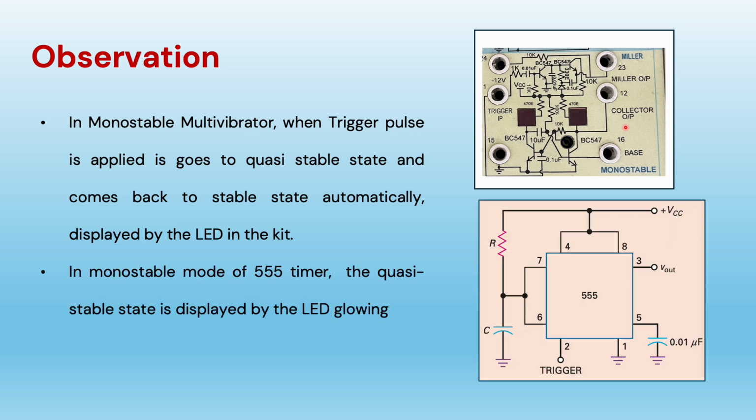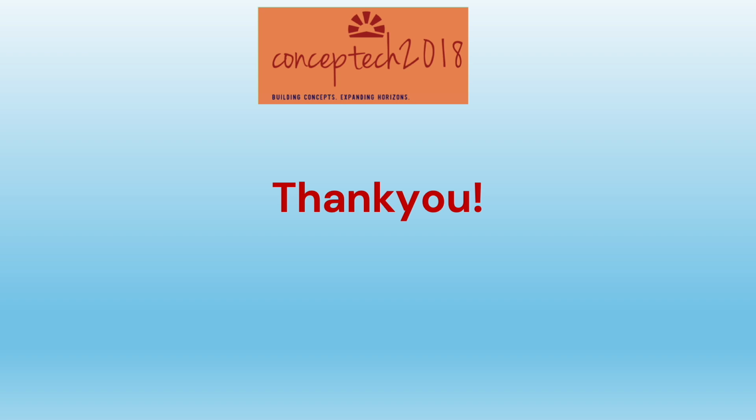The same experiment was done on 555 timer. Here the 555 timer circuit is a monostable mode circuit. The input is applied on pin number 2 and an LED is connected at pin number 3. So whenever a pulse is given at pin number 2, the LED glows for some time and it switches off, indicating that the multivibrator has come back to its stable state. I hope now it is clear to you how this monostable multivibrator circuit works.